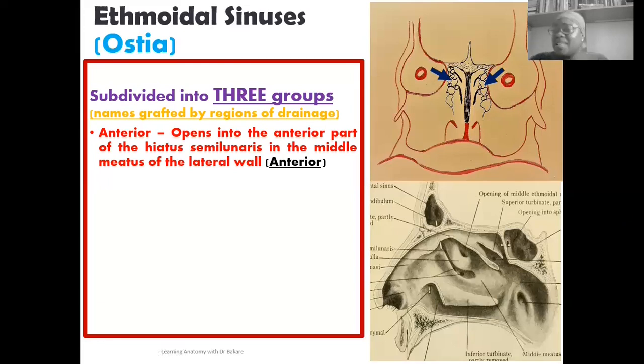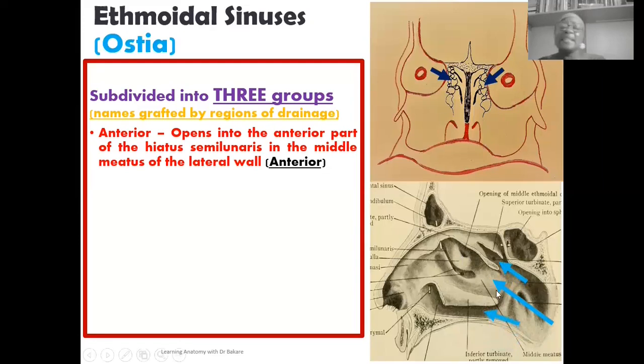We already described the hiatus semilunaris in our previous slide when we described the ostia of the frontal sinus. This is where we have the frontal sinus, and we say the frontal sinus drains through the frontonasal duct, where it opens into the anterior part of the hiatus semilunaris, which is a depression that is created after the ethmoid bulla, or the bulla ethmoidalis. So we already described this in our previous slide. So this is where we have the middle meatus. We already know where the middle meatus is located, between the middle and the inferior concha. So this is where we have the superior meatus and the inferior meatus.